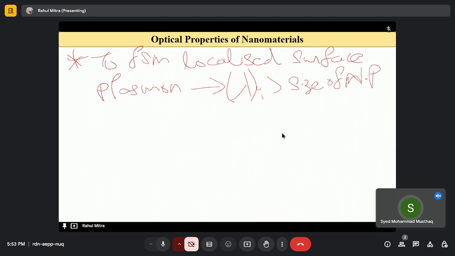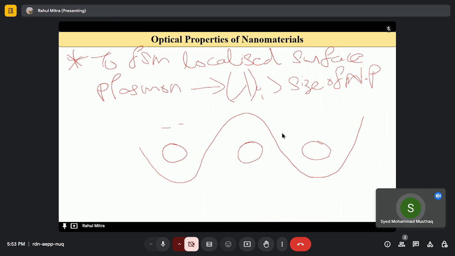If this occurs, the electric field of the incident light can induce an electric dipole in the metallic nanoparticle. Suppose this is my nanoparticle, and because of the oscillation of the electric field of the electromagnetic radiation, it induces a dipole on the nanoparticle. The wavelength of the light required to induce localized surface plasmons depends upon the size of the nanoparticle as well as the shape and composition.